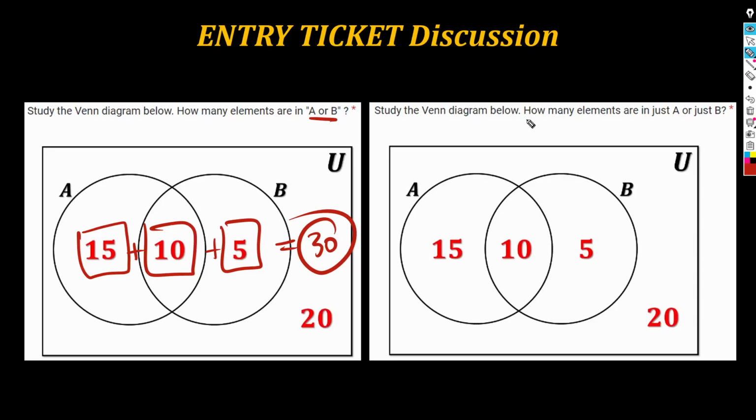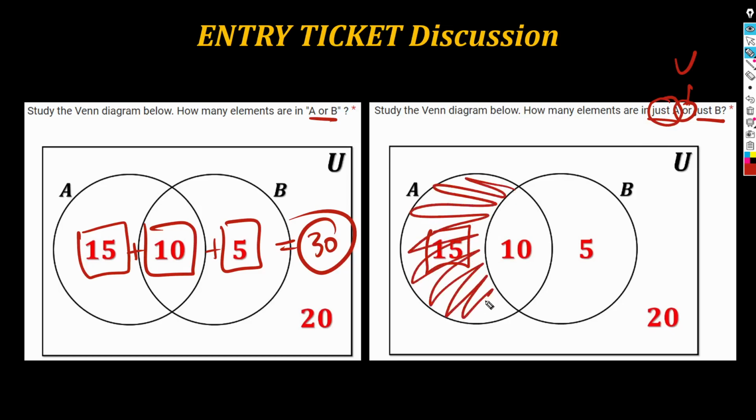And then, how many elements are in just A or just B. Remember, a union yan, so we're taking the union of two sets. Ano ba yung set na ito? Si just A. Remember, ito yung set na yun, yung may cardinality na 15. This is the set containing the elements that are in just A. So, that's a 15. Let's park that here.